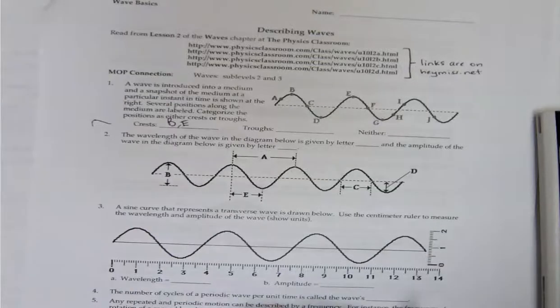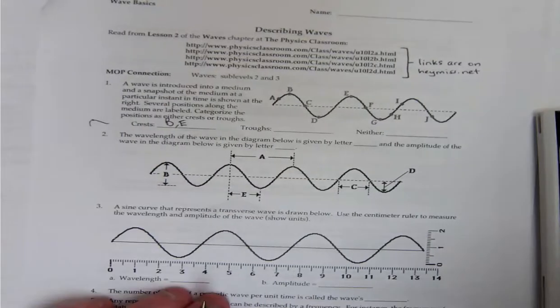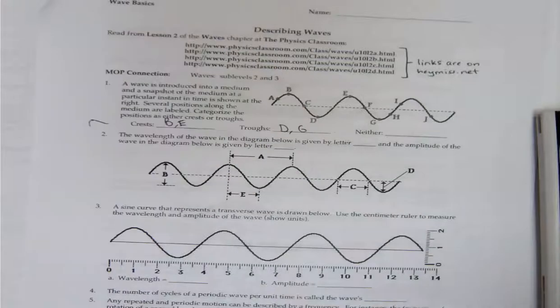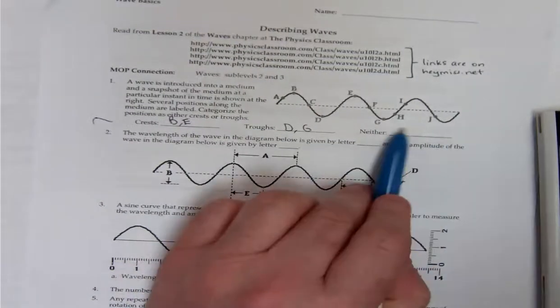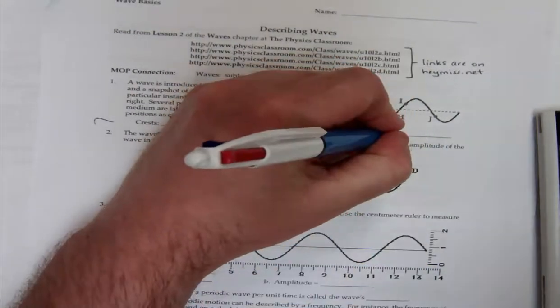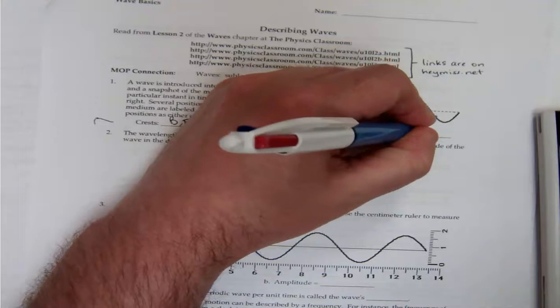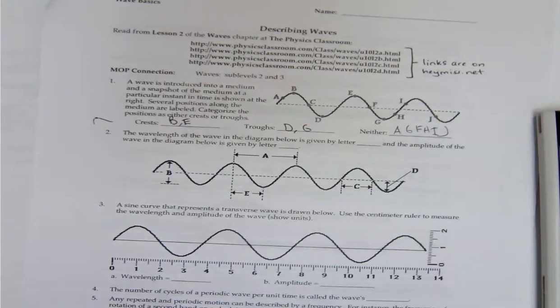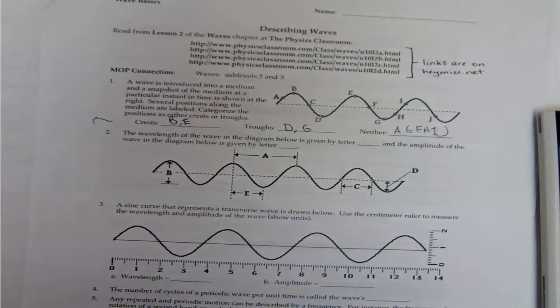That's my peaks. Trough is the lowest point. This is pretty standard, pretty straightforward. D and G, right? Pretty easy. Everything else goes here. So just start putting in everything else, right? Everything else goes there.